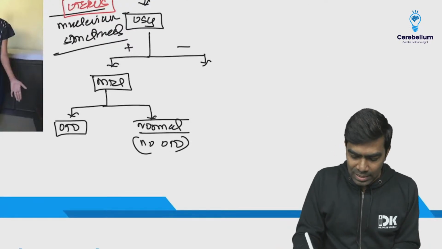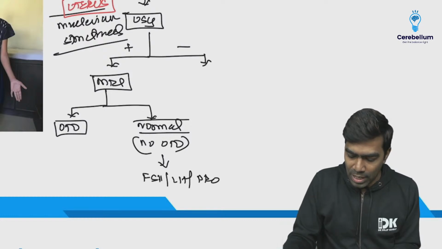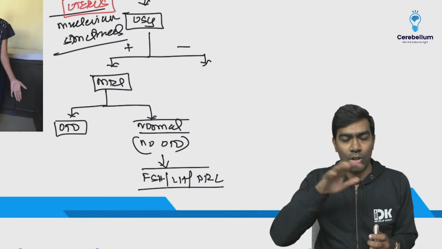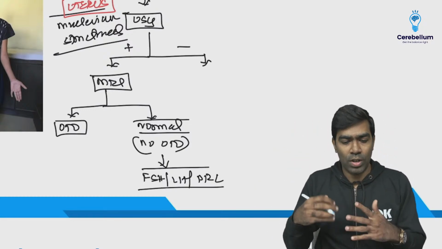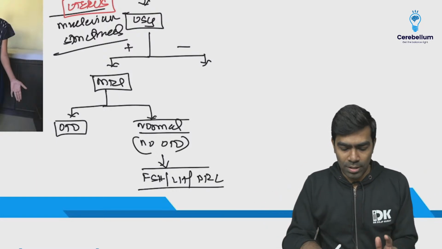If there is no outflow tract obstruction, the next step is to look at FSH, LH, and prolactin, and look for hypothalamic and pituitary causes. Very important: FSH, LH, and prolactin.